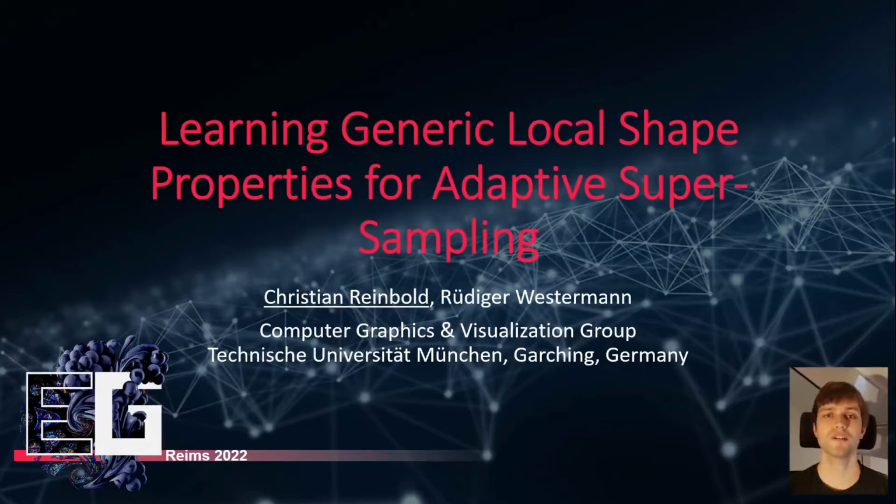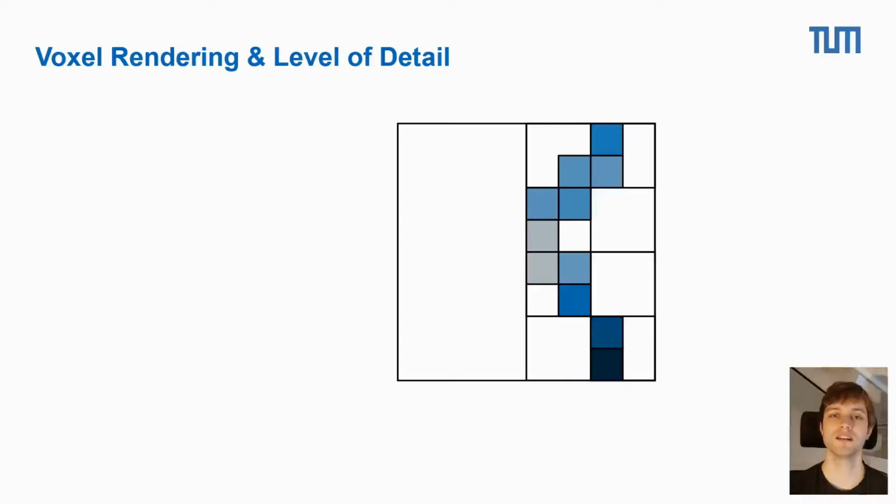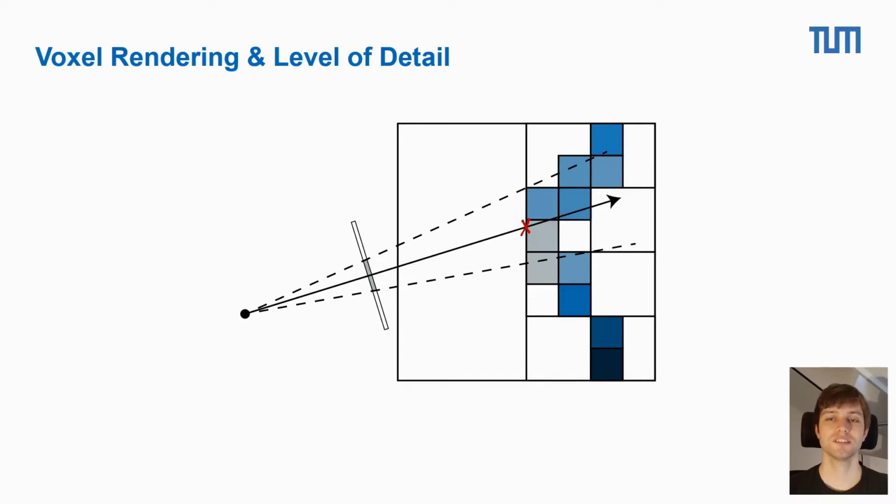Welcome to our talk about learning generic local shape properties for adaptive supersampling. In voxel-based geometry rendering, sparse voxel trees, short SVO, are commonly used as acceleration structures to identify voxel ray intersections at interactive speed. When shading a pixel, its corresponding view ray is intersected with the SVO to retrieve the shading information stored at the intersected voxel.